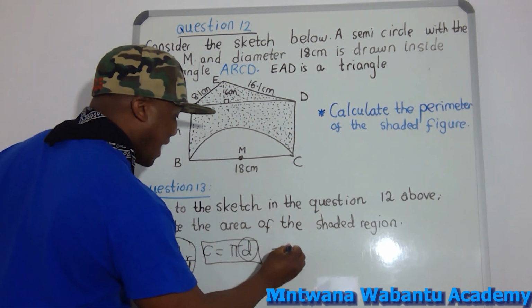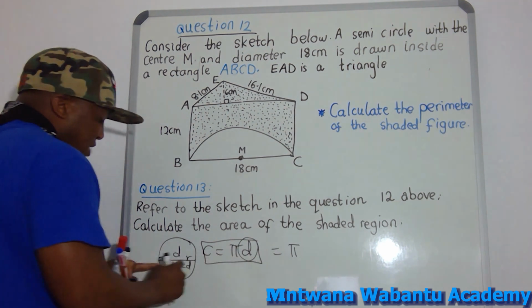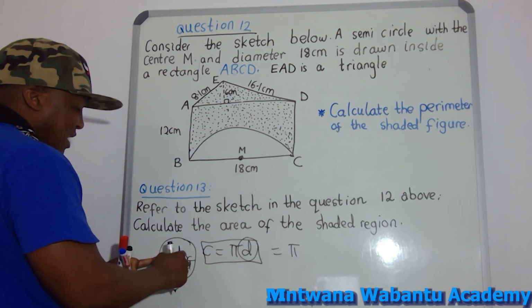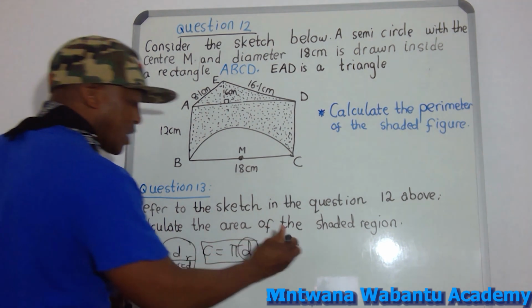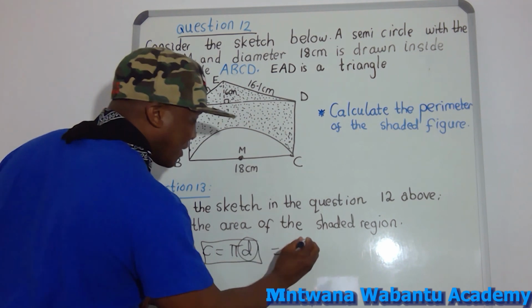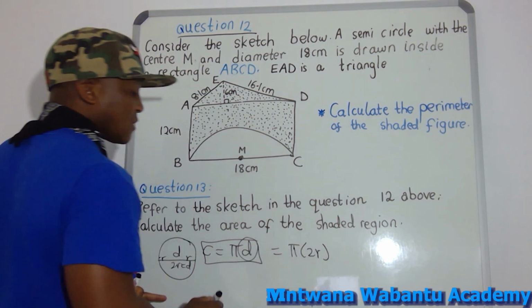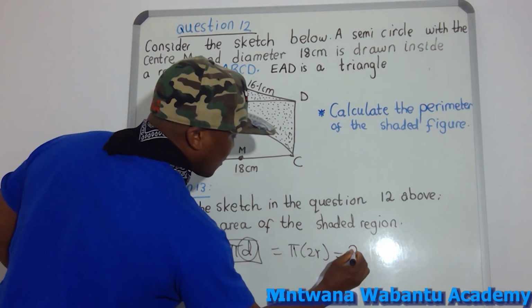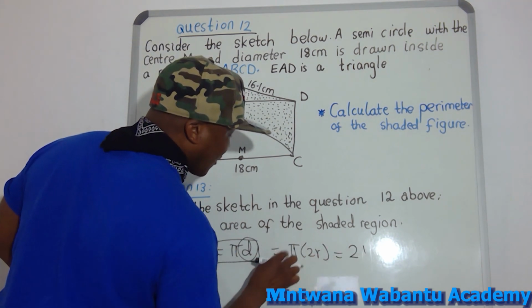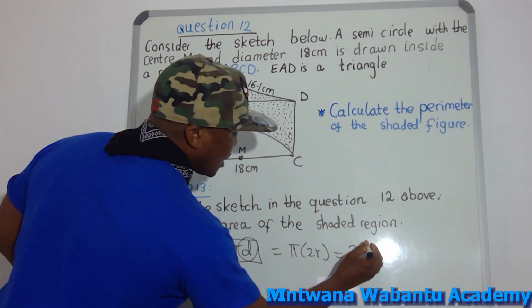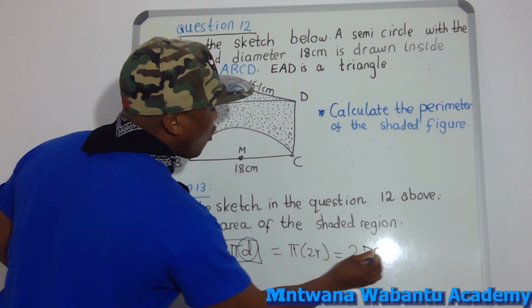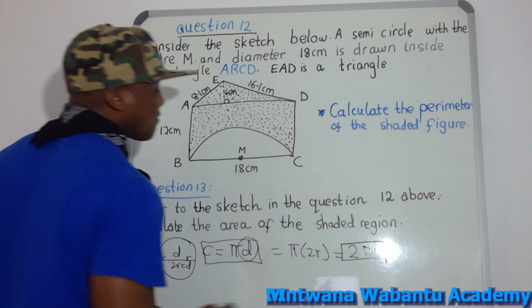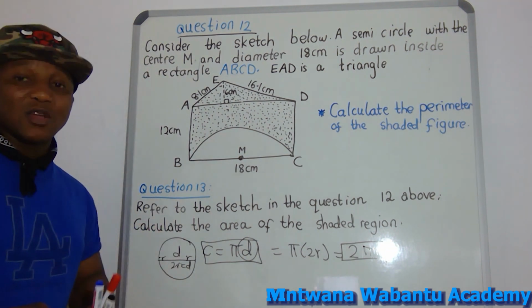So I'm going to say pi, but what is diameter? Diameter means 2 radius, these 2 radii give the diameter. So I can replace this diameter by 2 radius. I can take this 2 outside, and I'm going to write the 2 before pi and r: 2 pi r. So this is another formula for circumference. And we know how we got it.